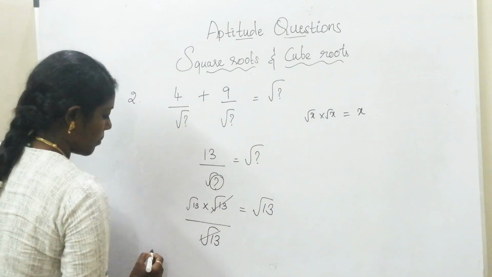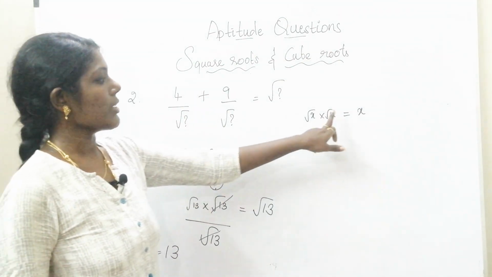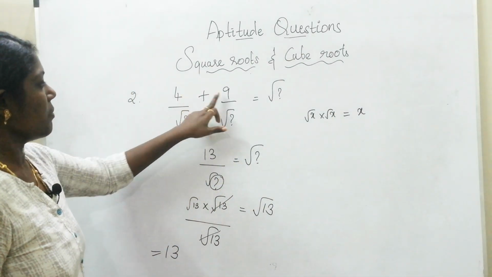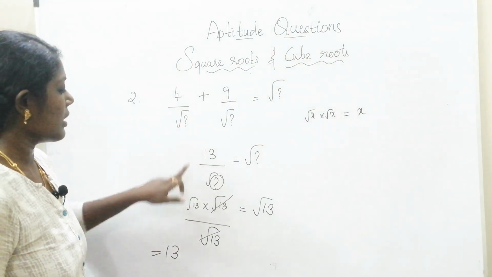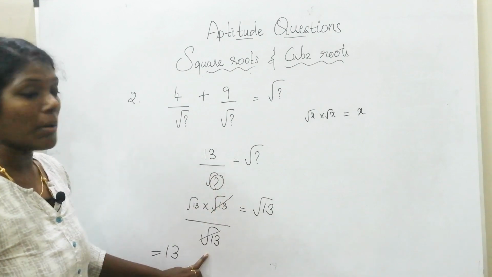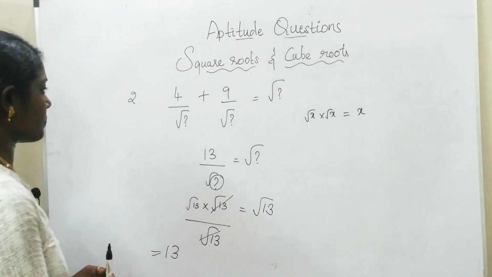So what is this number? The answer is 13. Only one trick I have used here: root x into root x is nothing but x. The same trick I am using here, 9 plus 4 is 13. Now this 13, how can I split? Root 13 into root 13. When I divide it by root 13, I get the same answer. So my answer is 13.